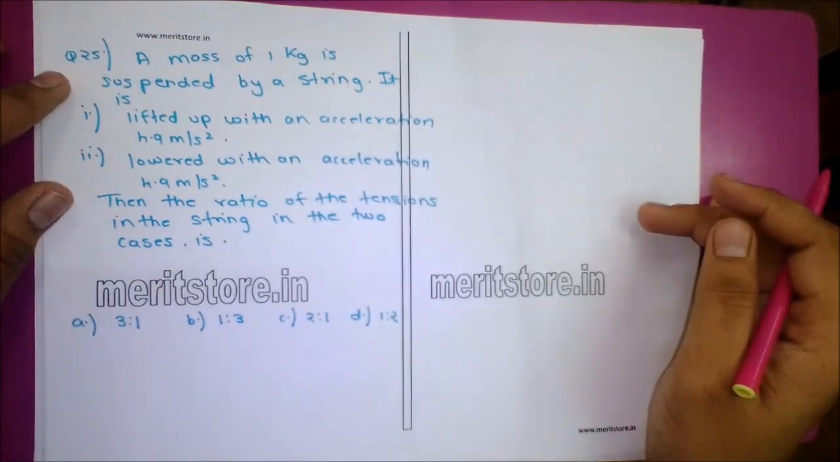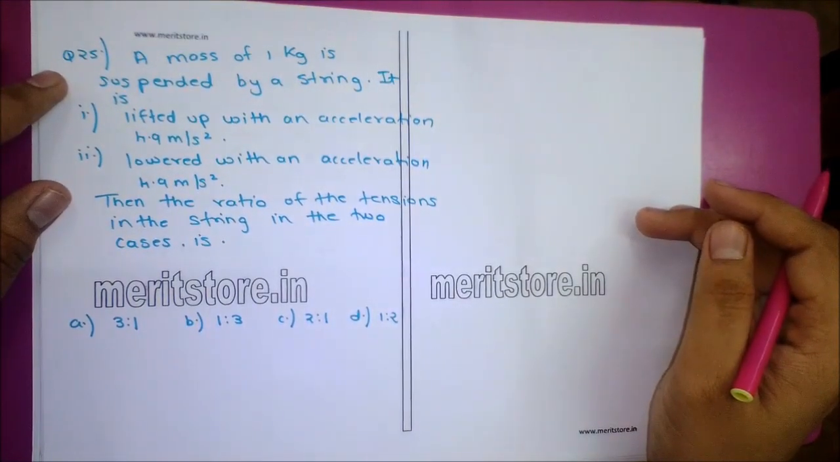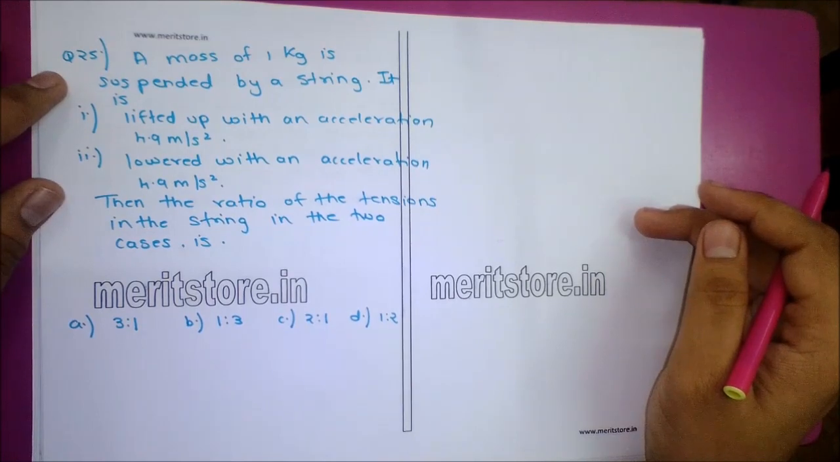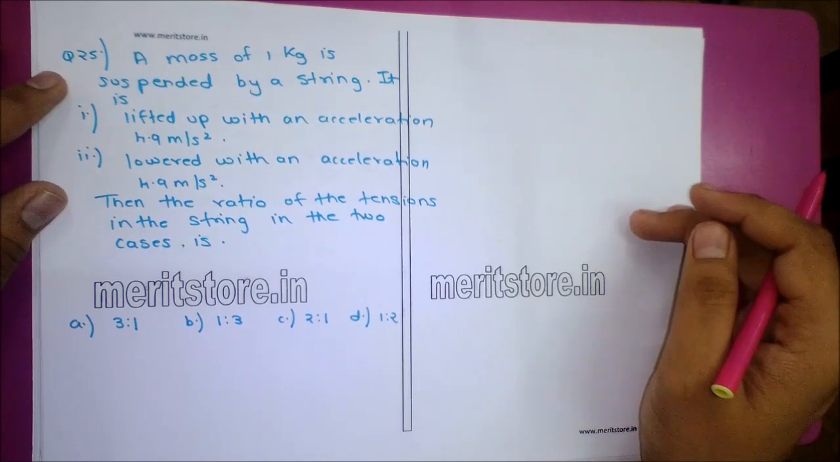Question 25. A mass of 1 kg is suspended by a string. It is lifted up with acceleration 4.9 meter per second square, lowered with acceleration of 4.9 meter per second square. Then the ratio of the tensions in the string in the two cases is.